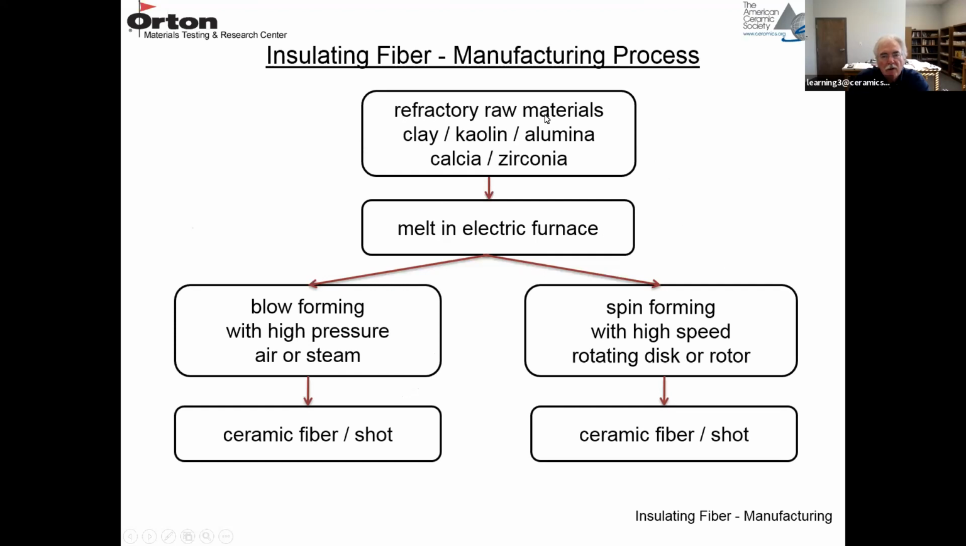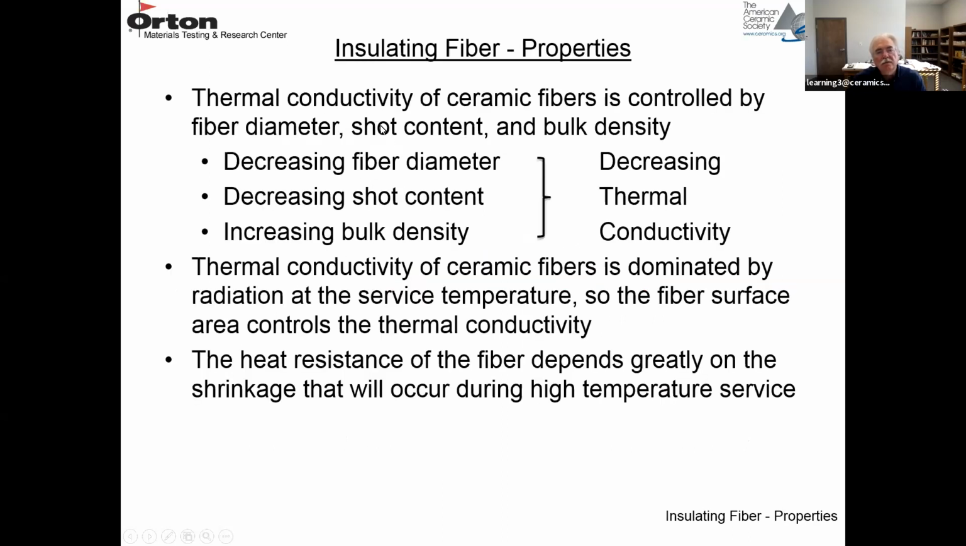So you have your refractory raw materials, whatever you're making. It could be clay, kaolin, alumina, calcia, zirconia. So you need to pick the raw materials for the appropriate composition, melted in an electric arc furnace. If it's a blow forming process, you use high pressure air or steam. If it's a spinning process, you use a high-speed rotating disc or rotor of some type. And you end up with ceramic fiber plus shot in both cases. So you're making a fiber material, whether it's a blanket or a board or loose fiber.